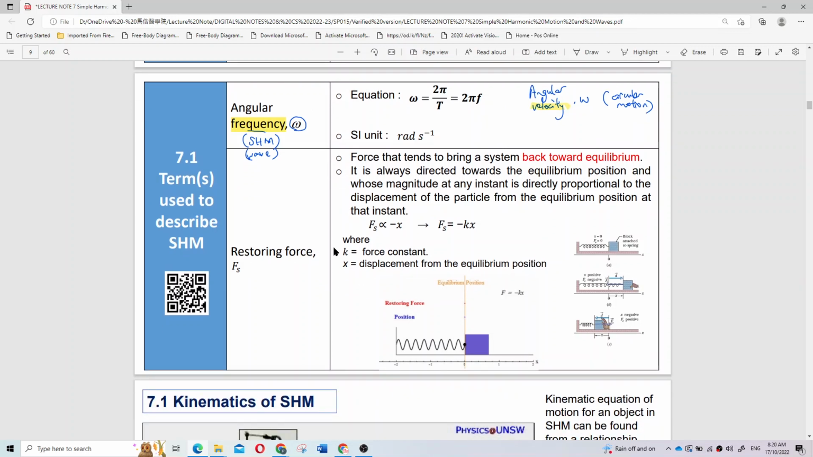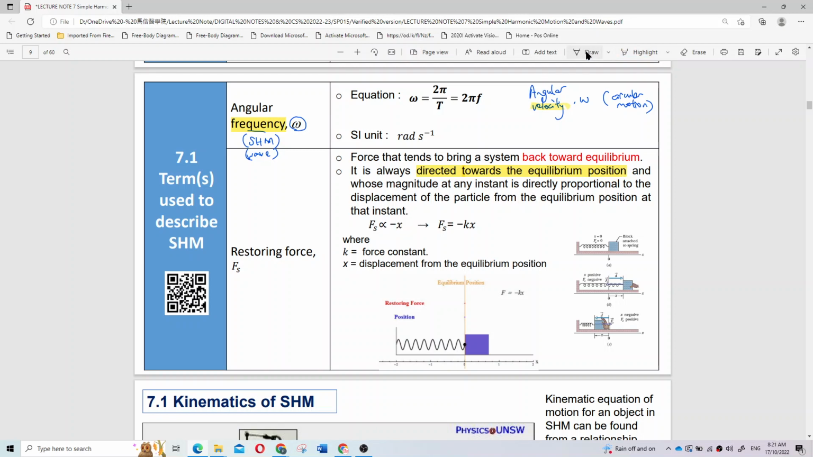And then we have the restoring force. You already learned about restoring force. It's a force that tends to bring a system back to equilibrium. That's why the direction is always towards the equilibrium position, because you want to bring the object back to equilibrium. And it is proportional to the displacement.